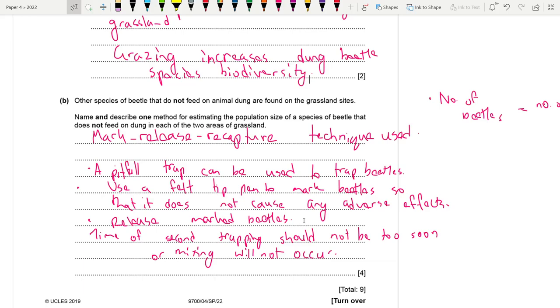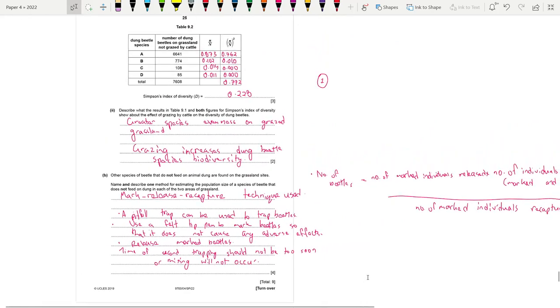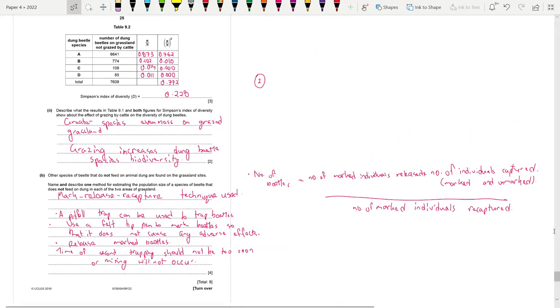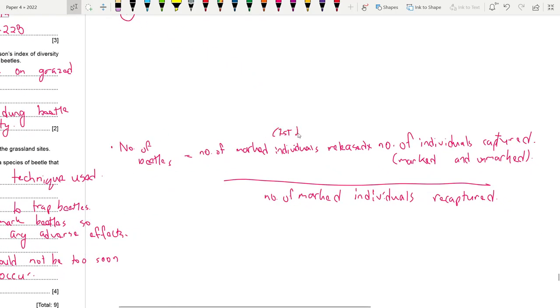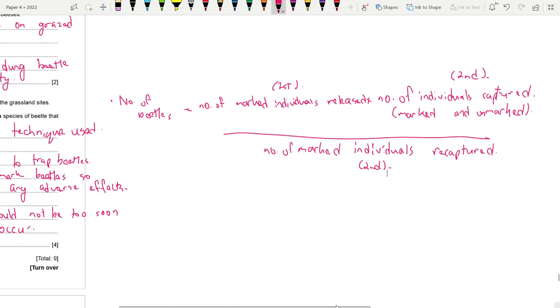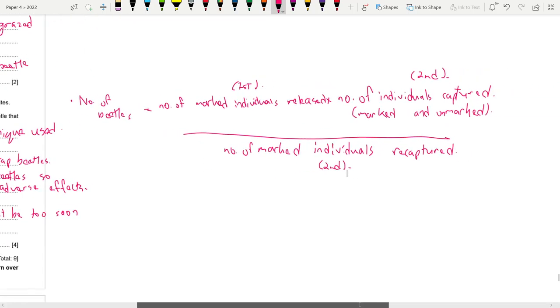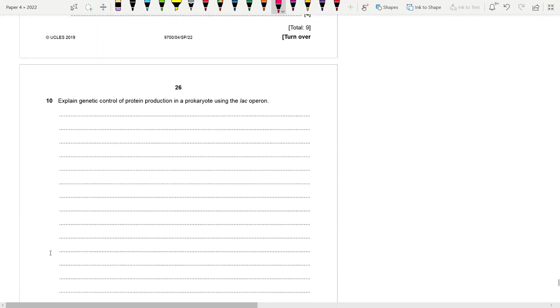And then we can give the Lincoln index. This is how we find out the number of beetles. So the number of beetles is equal to the number of marked individuals released, that means the first time, multiplied by the number of individuals captured the second time, which includes both marked and unmarked individuals, divided by the number of individuals recaptured the second time that are marked. Okay, this is also the second time, but only the marked individuals. So that's all. This is very important for the Major series, I think, and important for paper 5 as well.